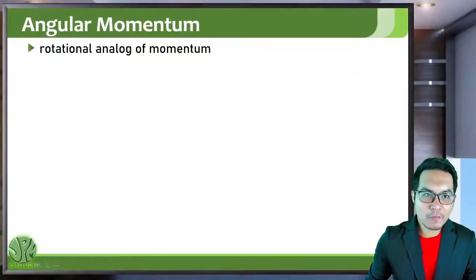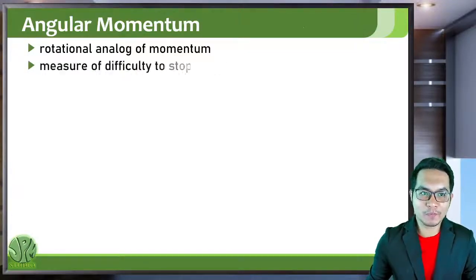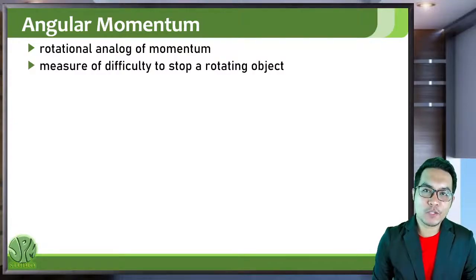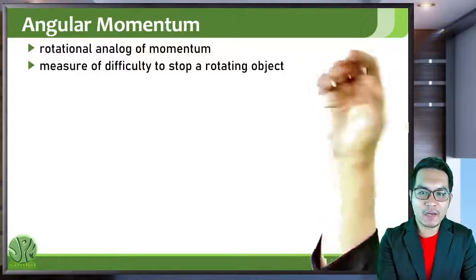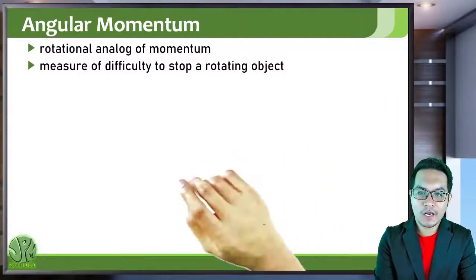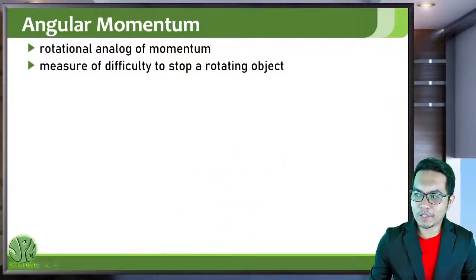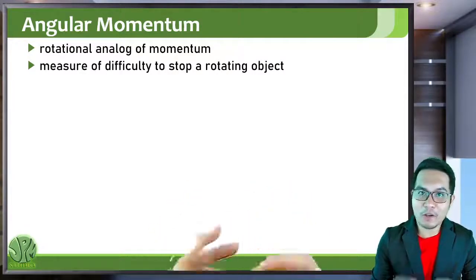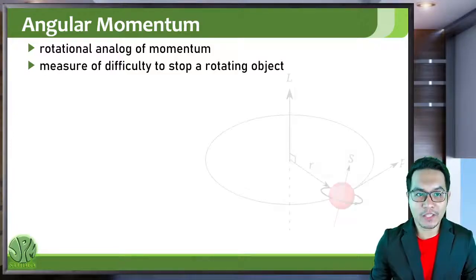So angular momentum is the rotational analog of momentum. It's the measure of the difficulty to stop a rotating object, in a similar manner to linear momentum, which is just a measure of the difficulty to stop a moving object. So here, a rotating object. If an object gains angular momentum, then that object is now very hard to rotate.